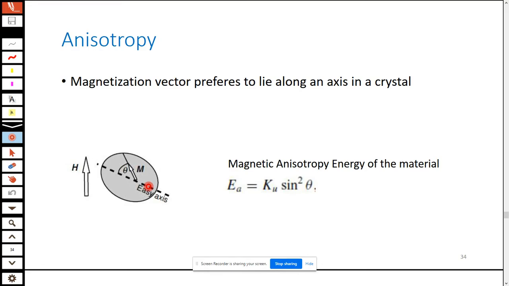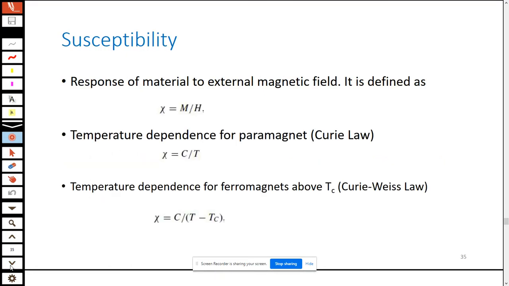That is possible. Okay, but typically if you do not apply any magnetic field, the magnetization will stay along the easy axis, or this axis, the anisotropic axis. That's why this is called the easy axis, and easy means it is easy to magnetize along that axis. Okay, is it clear? Okay, sir. Yes.